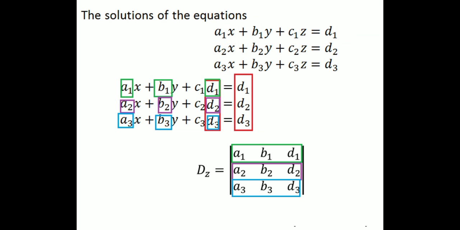Next, how to find dz? Again, what is the coefficient of z here? c1, c2, c3. So we replace c1, c2, c3 by d1, d2, d3 and take its determinant. That is, dz is the determinant of a1, b1, d1, a2, b2, d2, a3, b3, d3. Again repeating, we just replace the coefficient of z by d1, d2, d3 and take its determinant.